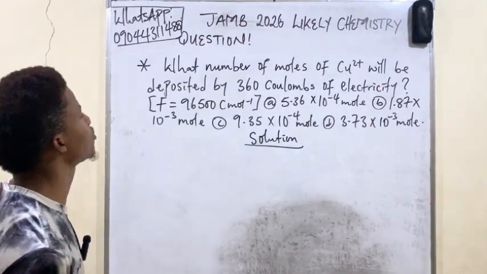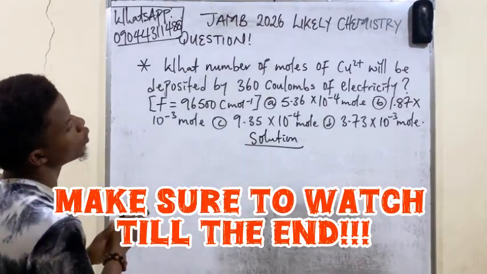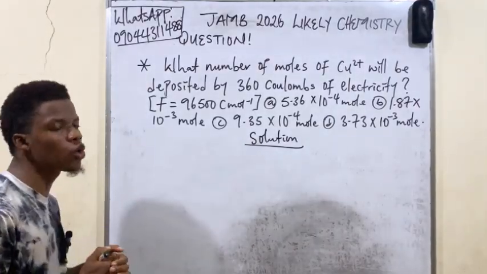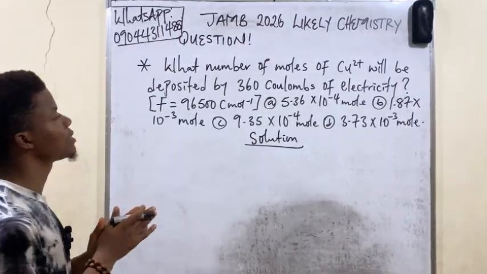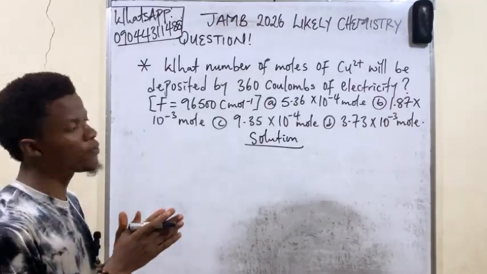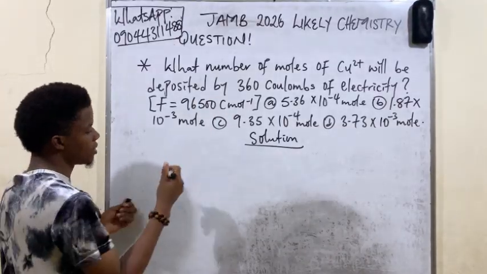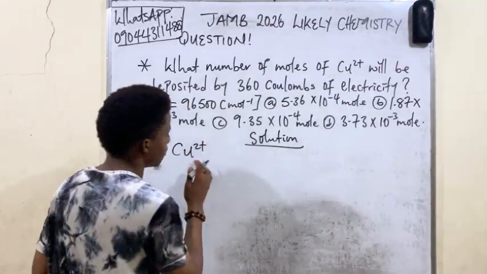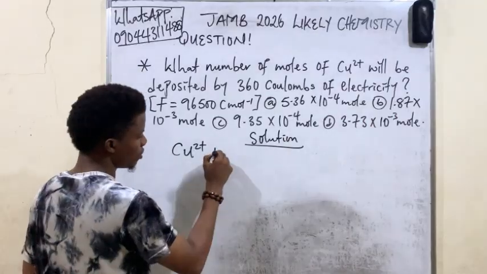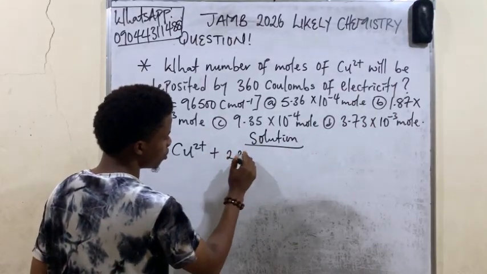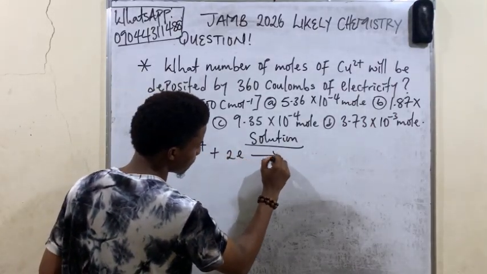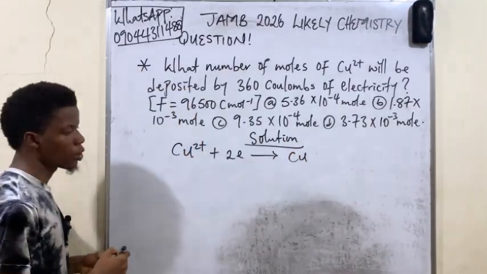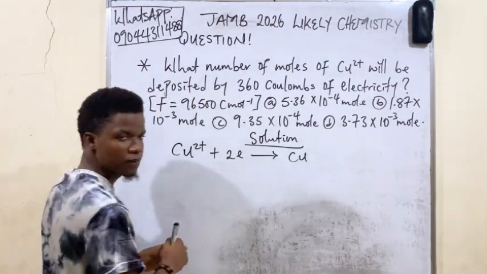Question of this nature, how do you solve it? What number of moles of Cu2+ will be deposited by 360 coulombs of electricity? Now, know that Cu2+ can be reduced by 2 electrons, 2 farad, to give us normal copper. So this is what you have.